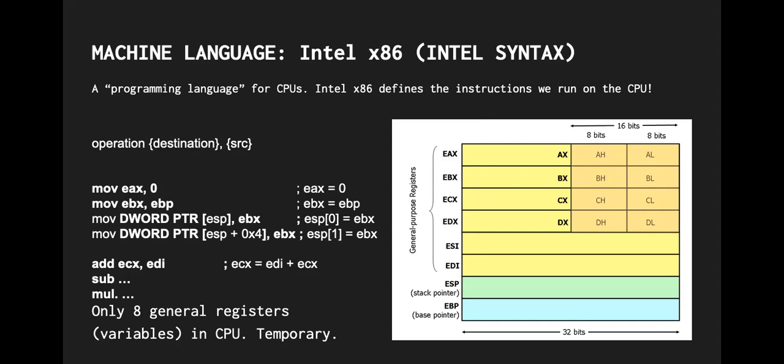Okay, cool. And you can perform other operations on these registers as well. You have add, subtract, multiply. But the general rule of thumb for Intel x86, Intel syntax, is that you have the operation, and then you have the destination and the source, right? So the source is 0 in this case, and you're storing that into EDX, right? That goes the same for add, right? Add is the destination is ECX, the source is EDI, and you're basically doing ECX equals EDI plus ECX. No confusion here? All right, cool.